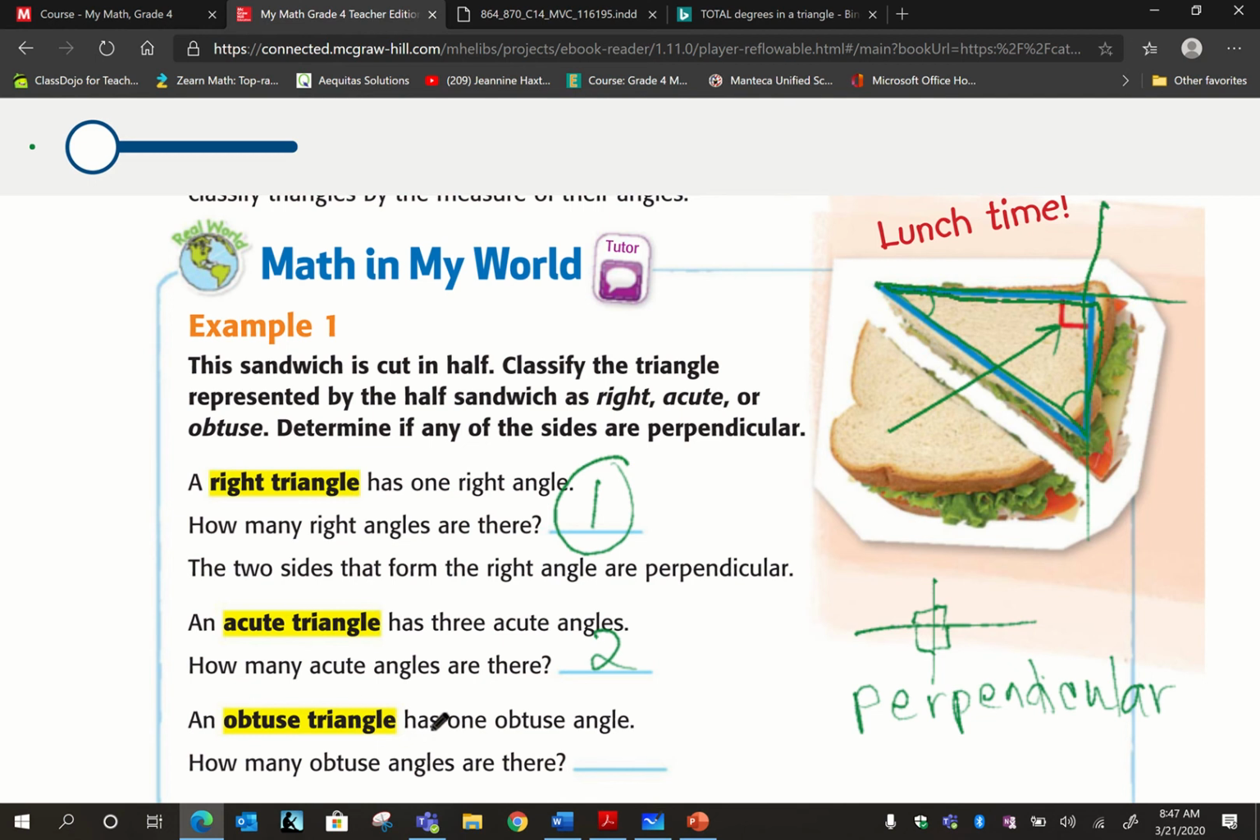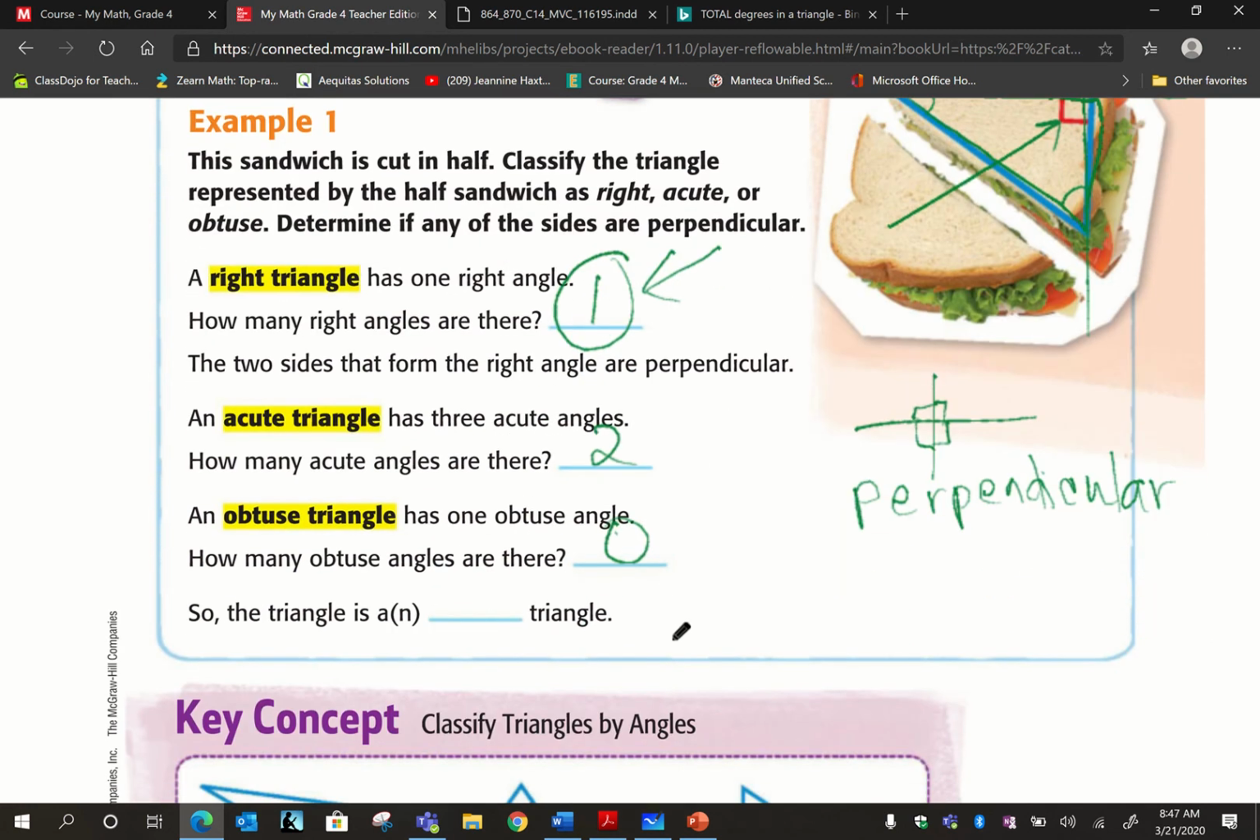An obtuse triangle has 1 obtuse angle. How many obtuse angles are there? There aren't any, right? Because we've already identified these 2 as acute, and this one here is a right angle, so there are 0. And I did say a right triangle has 1 right angle. I think a moment ago I called it just an angle. Sorry. And so we're going to come down here. So the triangle is a right triangle, so we will say a right triangle.